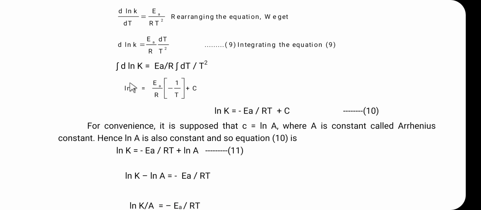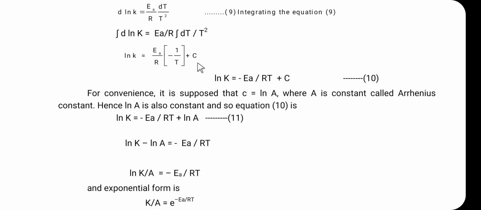So, integration of equation 9: integration of d ln k is equal to EA upon R. EA is constant, R is constant, that is why EA upon R is written outside the integral sign. So, EA upon R, integration of dt upon t square. Integration of d ln k is ln k, is equal to EA upon R, and integration of dt upon t square is minus 1 upon t. So, in bracket minus 1 upon t plus c, where c is the constant of integration. Then this can be written as ln k is equal to minus EA upon RT plus c. This is equation number 10.